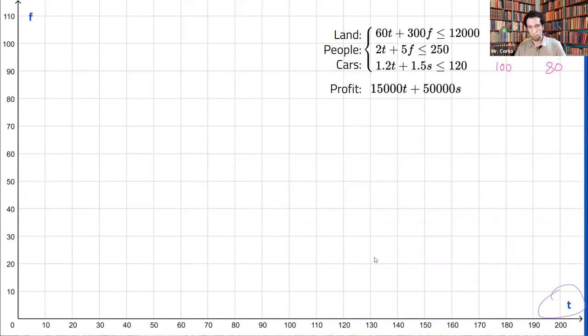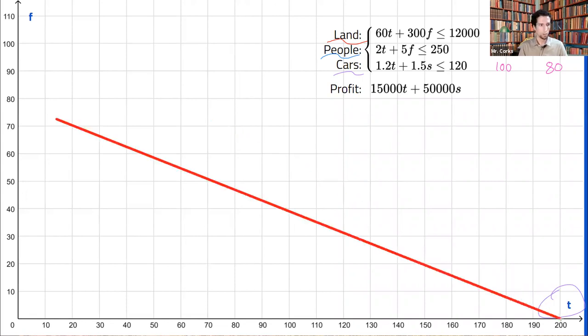Sorry, one more time. I'm going to look ahead of my slide just to do everything in the same colors I had before. All right, so we'll do land in red and people in blue and cars in purple. Grabbing tools. All right, so T 200 and F of 40.